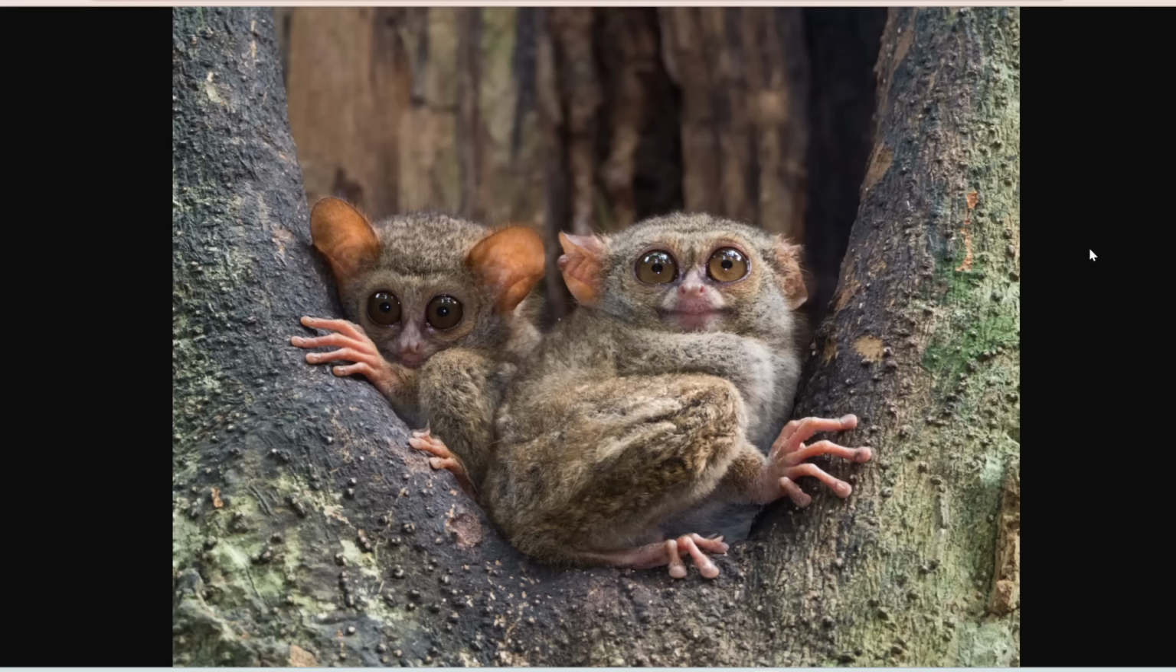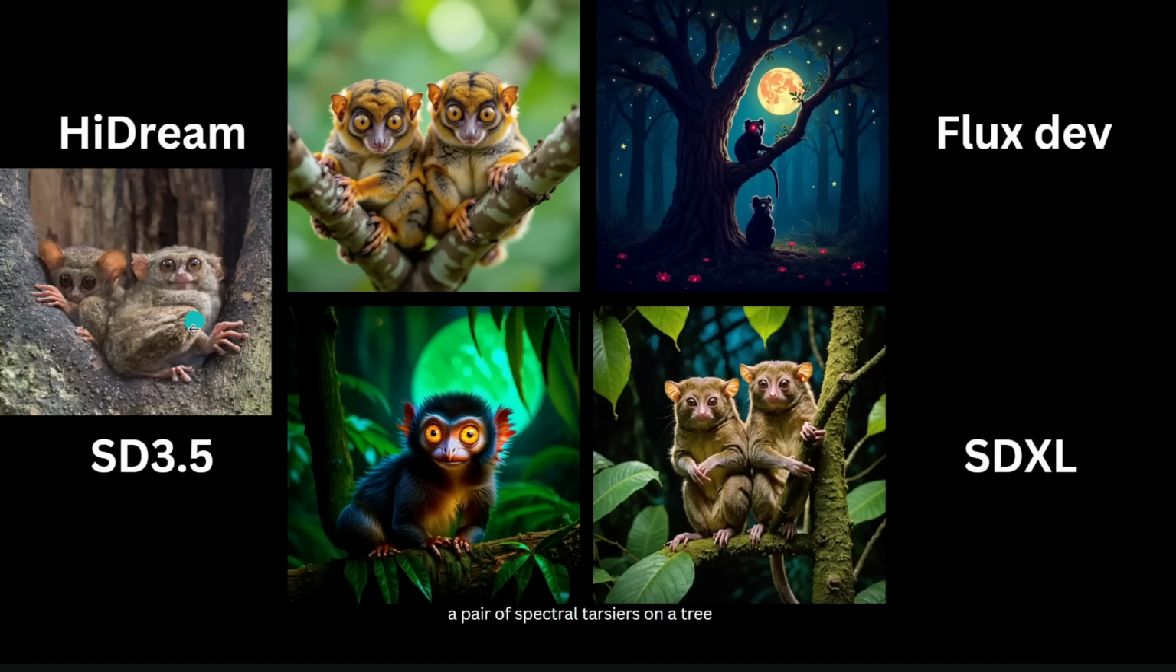Actually, let me also copy this reference image and paste it on the side here, but you can see that none of them could actually generate a realistic looking spectral tarsier. HiDream came close, but this looks more like a lemur than a tarsier. Flux Dev and SD 3.5 just got it completely wrong, and then surprisingly, SDXL is actually the best looking one here. This still looks horrible, but out of these 4 models, I would say SDXL is the winner here.